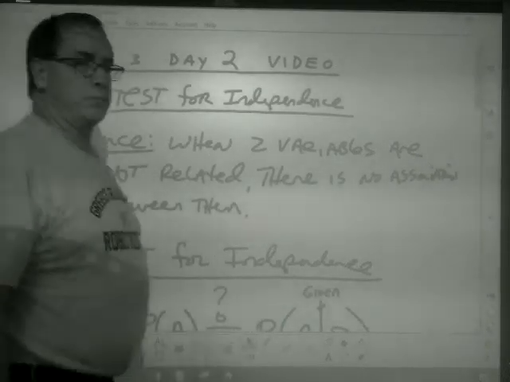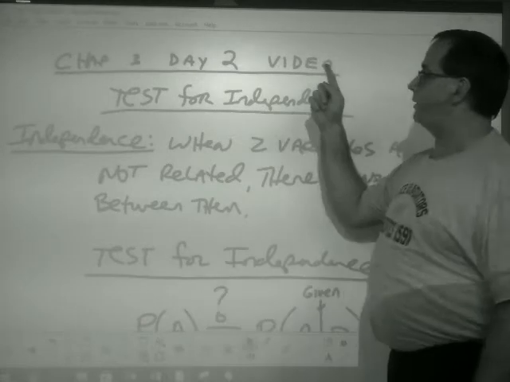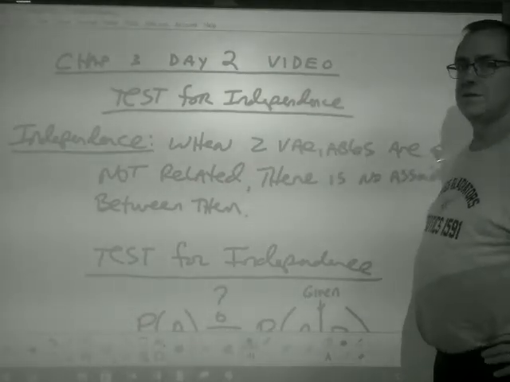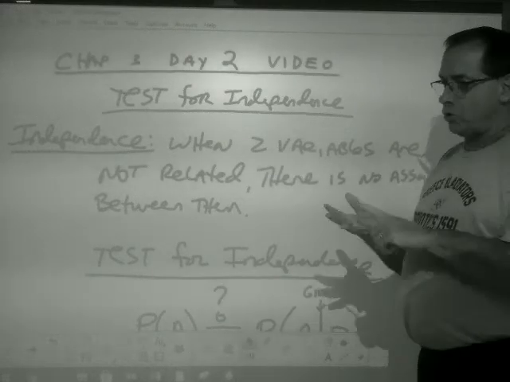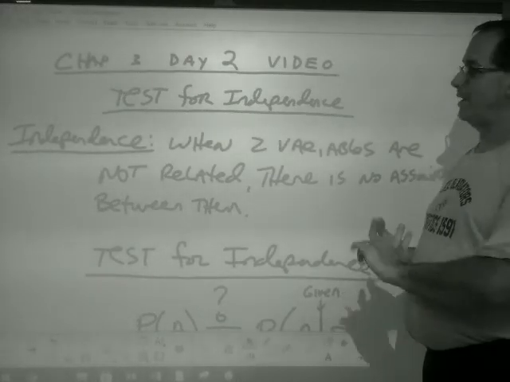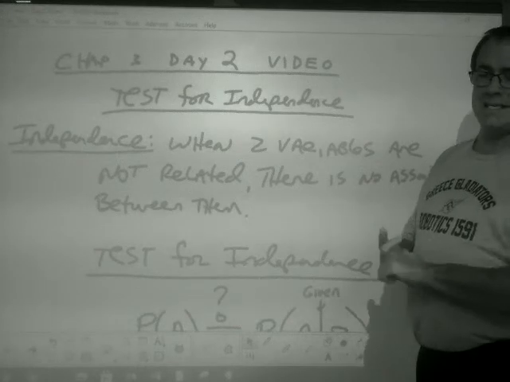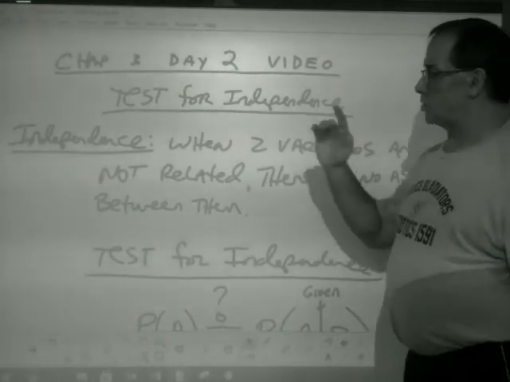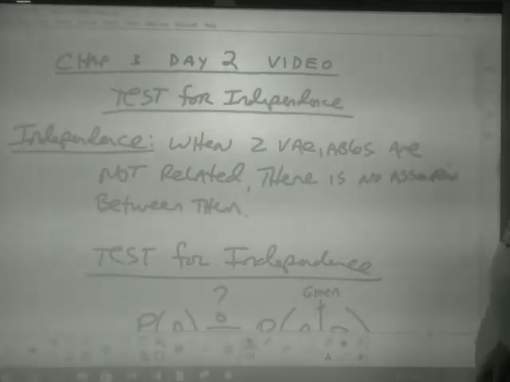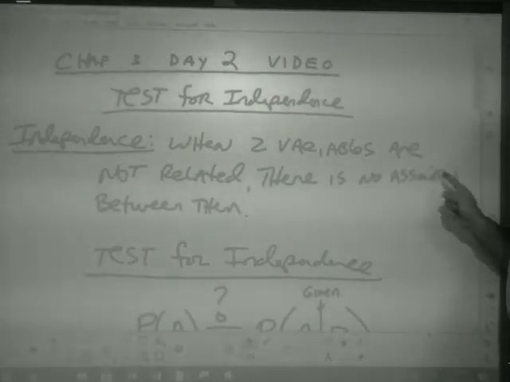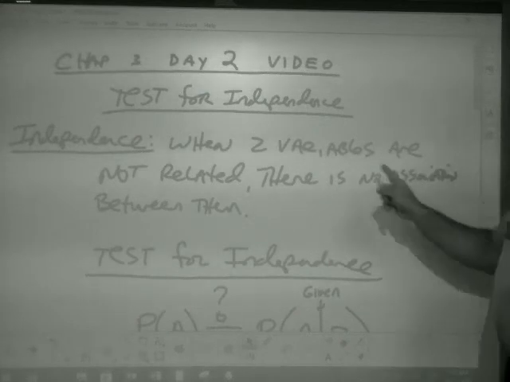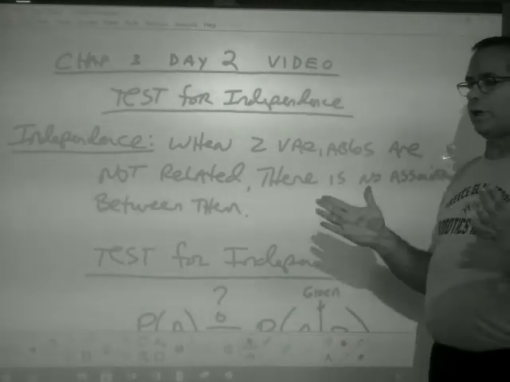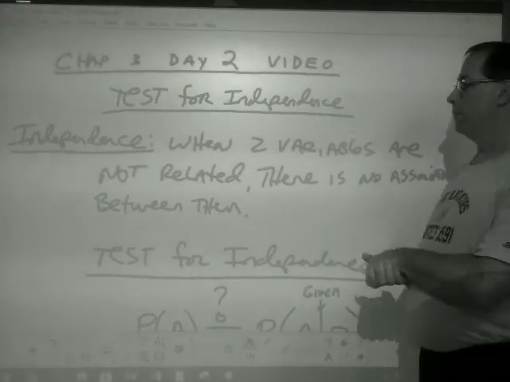Okay, chapter 3, day 2 video. This is all about the test for independence. So we've created marginal and conditional distributions from a two-way table, and now we want to see if the variables are independent. So again, just a recap of what independence means. When two variables are not related, there is no association between them. They are independent. If you're not associated with anyone, you'd be independent from them.